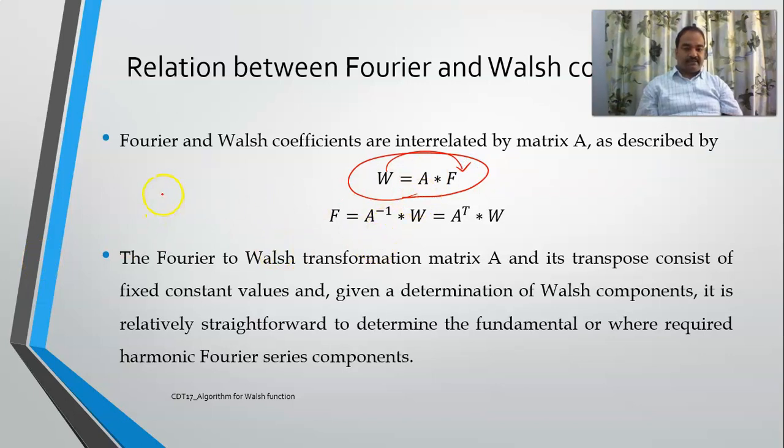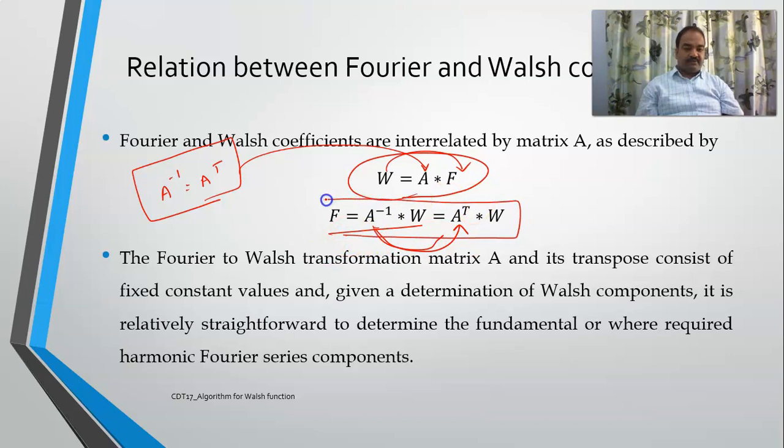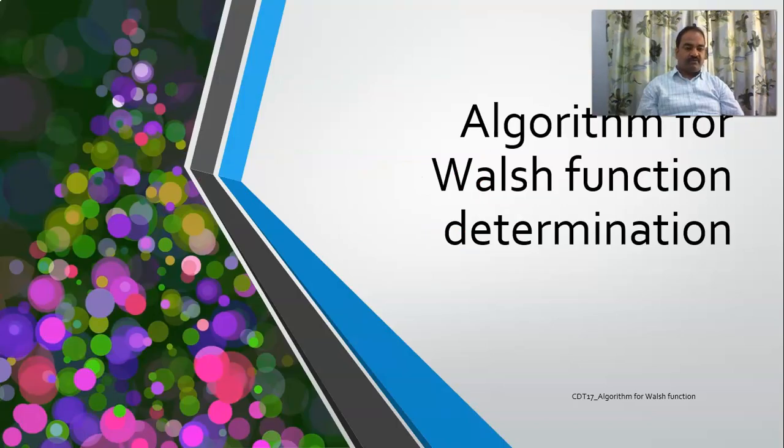this is valid for this particular A matrix. So that's fine. When you want to obtain Fourier coefficients in terms of Walsh coefficients, you can replace this one. Instead of doing the inverse, you can directly just transpose the matrix. So this is one big advantage with the A matrix which we have. Once you have Walsh coefficients, you can determine Fourier coefficients, or once you have Fourier coefficients, you can determine Walsh coefficients. Whichever method is comfortable for you, you can use it for determining the fundamental component phasor.